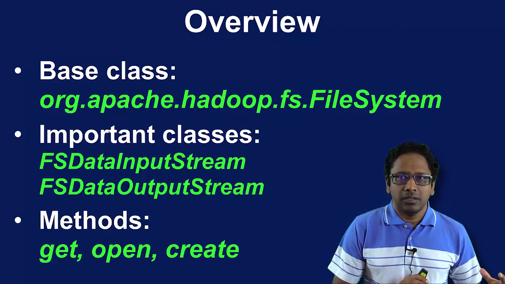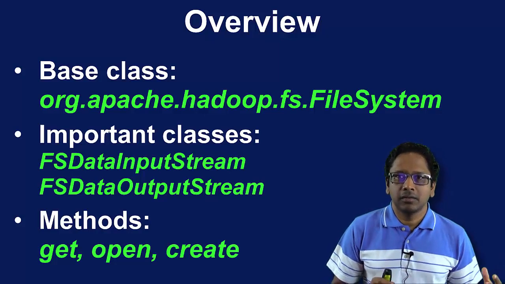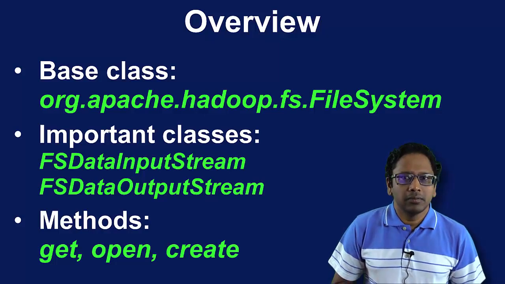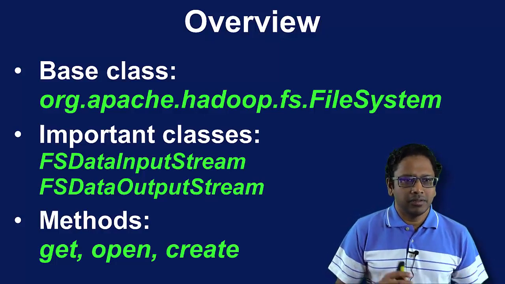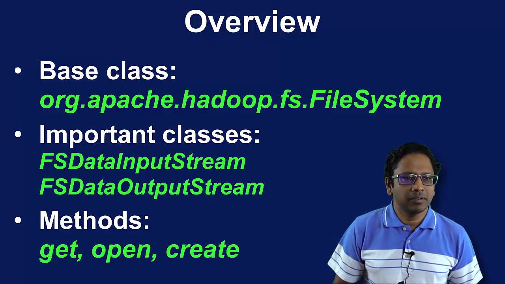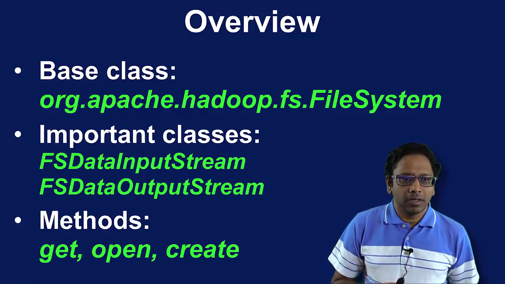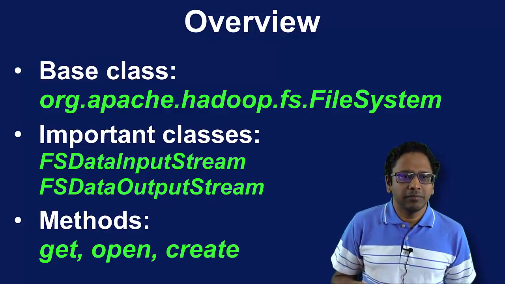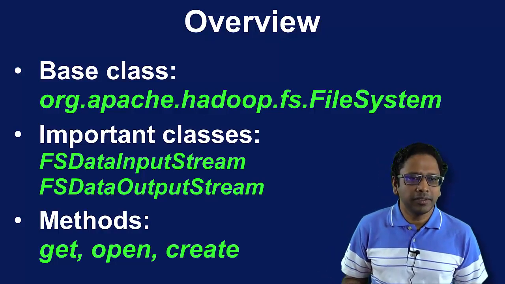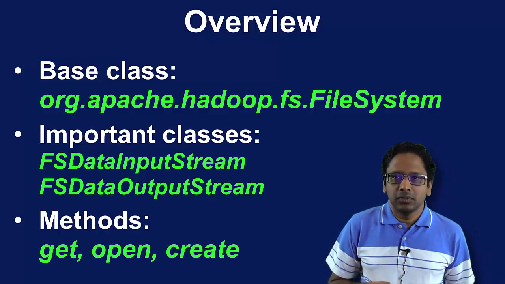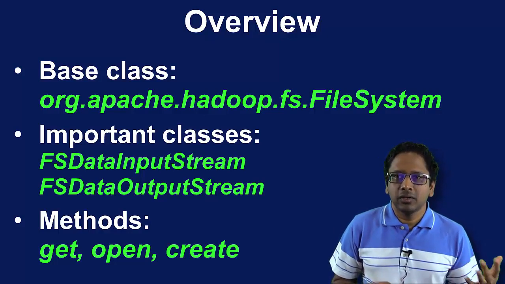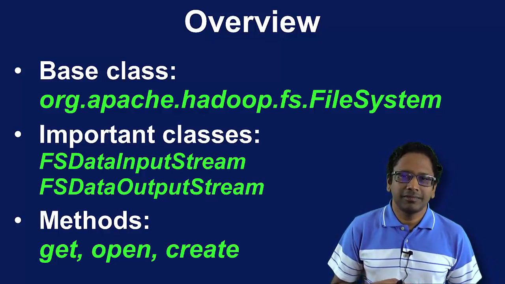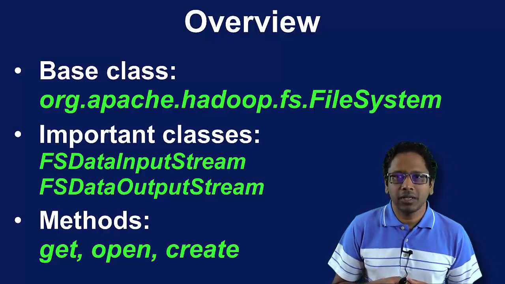It's a generic file system class, but it includes a local file system implementation and a distributed file system implementation. The important classes that we need are the FSDataInputStream and FSDataOutputStream, and we're going to look at some of that. And then some of the methods to get information, get streams, open files, create files, things like that. If you're familiar with Java I/O with DataInputStream and DataOutputStream that are used to read and write primitive data types, these FSDataInputStream and FSDataOutputStream classes are essentially equivalents.